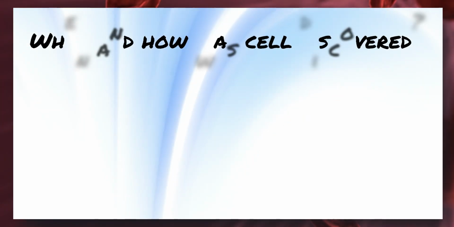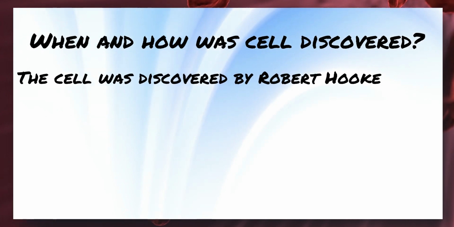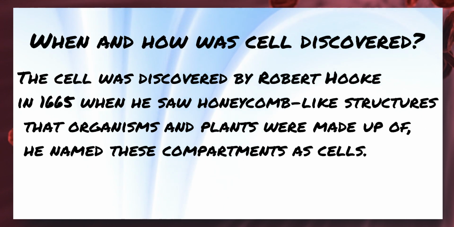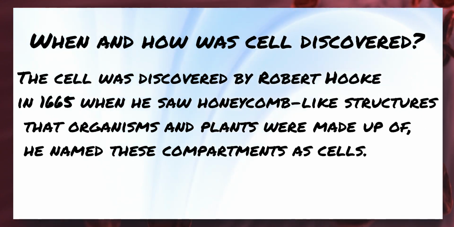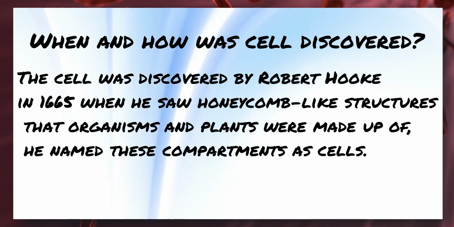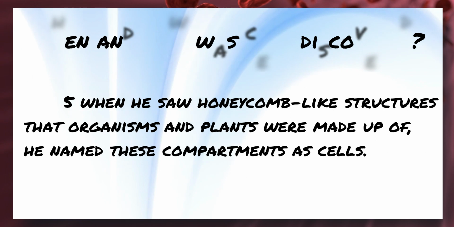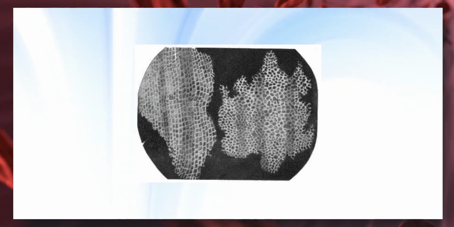When and how was the cell discovered? The cell was discovered by Robert Hooke in 1665 when he saw honeycomb-like structures that organisms and plants were made up of. He named these compartments as cells. However, what Hooke actually saw was the dead cell walls of plant cells, cork, as it appeared under the microscope.